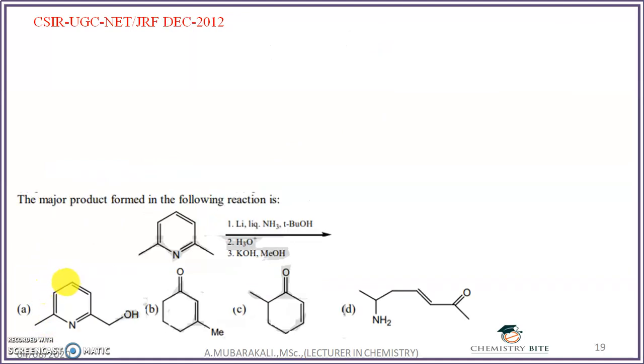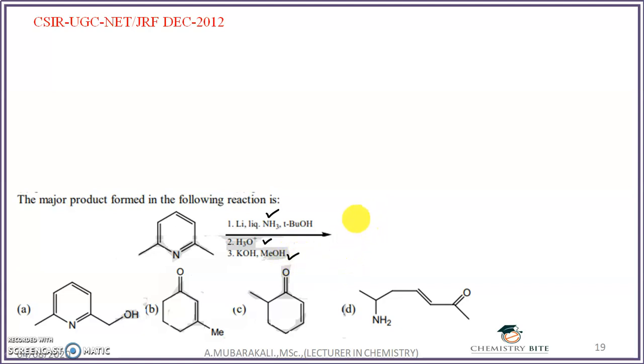So coming to the third question, you can see this question was asked in December 2012. Pyridine, first they are reacting with the Birch reagent. Next, the product you got, they further react with water in presence of acid medium, doing the hydrolysis. Next they are reacting with the alkaline medium.